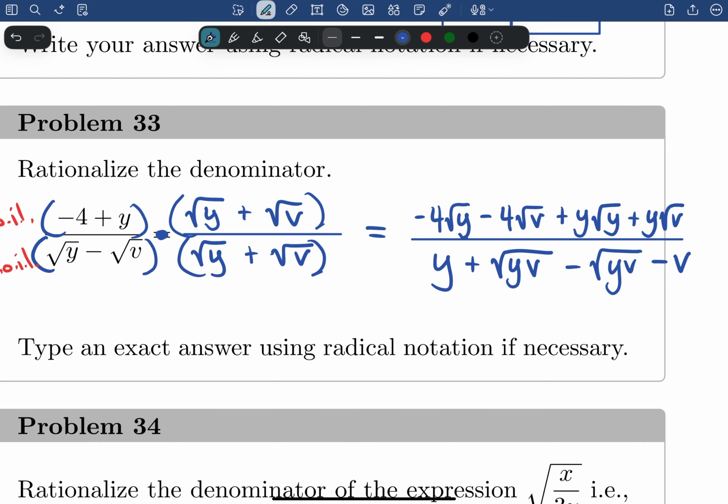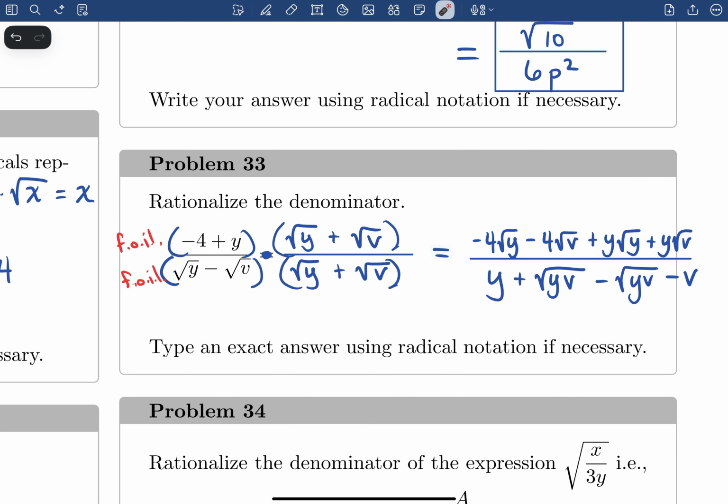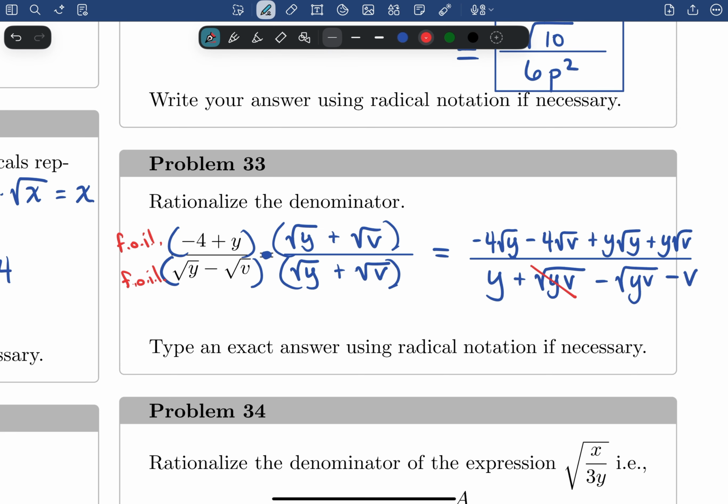There we go. Now, the great thing about foiling conjugates is that the outer and inner terms of foiling always cancel. So this term and this term, they are the same value with opposite signs, so they cancel each other.